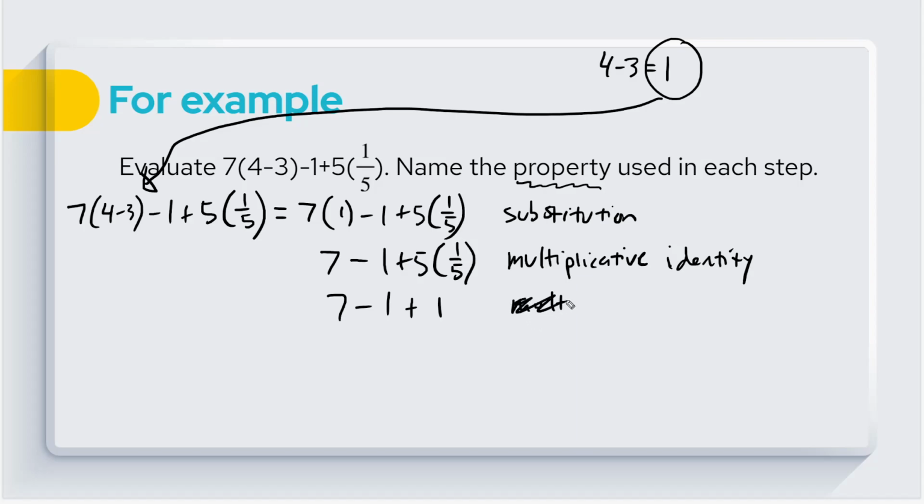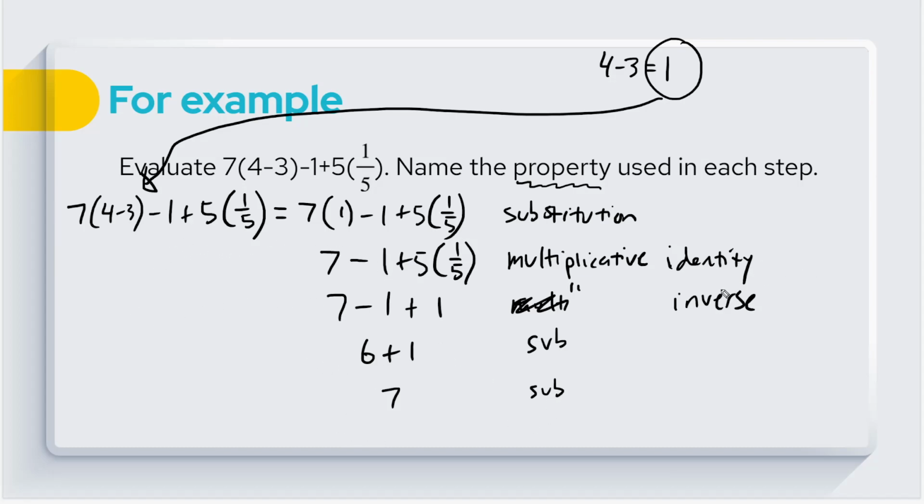Well, I'm not going to write this whole thing again. Multiplicative inverse. Then we can just do 7 minus 1, which is going to be 6. How do we know that? Again, we have substitution. I'm just going to write sub. And then here again, 6 plus 1, that equals 7. How do we know that? Substitution. And there we have it.